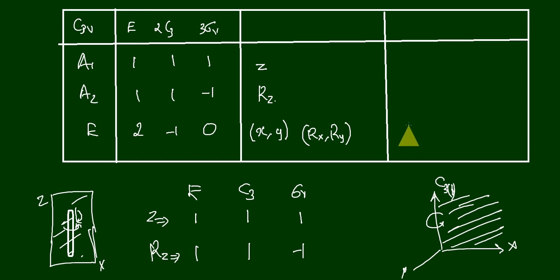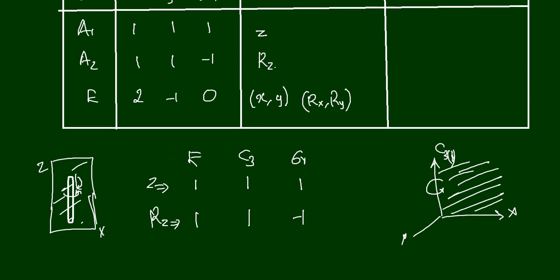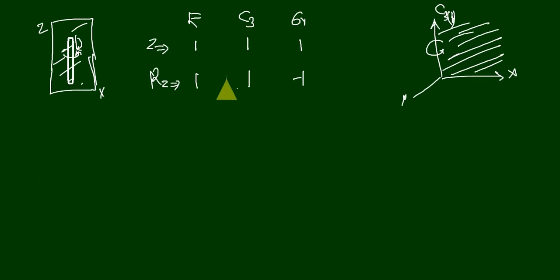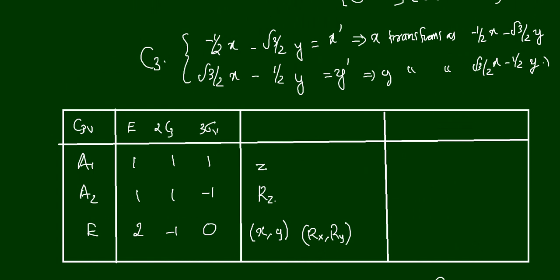First of all, let us go for z square, because z is an independent coordinate. Corresponding to z, we have the characters 1, 1, 1. So what will be z square? z square will be 1 square, 1 square, 1 square, that is equal to 1, 1, 1. So 1, 1, 1 corresponds to the first character set, that is A1.